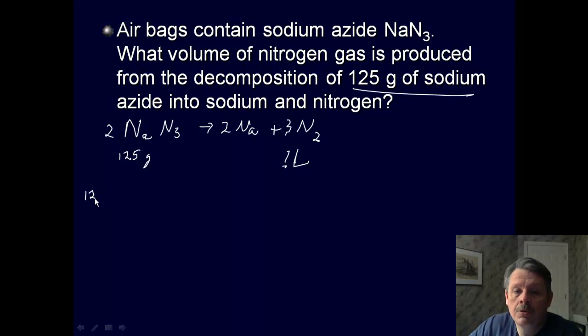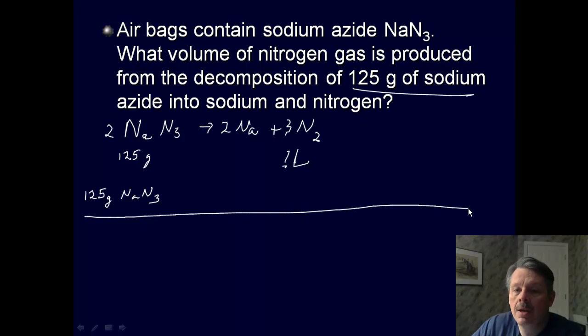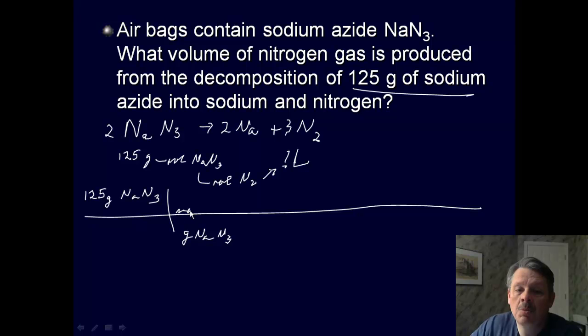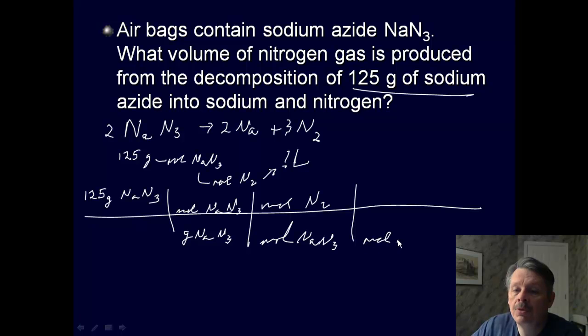We start with 125 grams of sodium azide, NaN3, and what do we have to do? Well, we have to go from grams of sodium azide to moles of sodium azide, and then we have to go to moles of N2, and then we have to go to liters of N2. All right, so let's go ahead and do that. We have to go from grams of sodium azide, NaN3, to moles of NaN3. Then we go from moles of NaN3 to moles of N2. And then we go from moles of N2 to liters of N2. I got mole happy there.